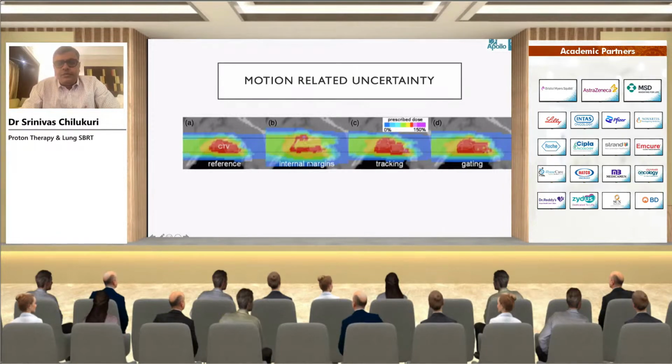And when we give internal margins, which is what we give for conventional SBRTs, we do a 4D-CT and generate an ITV, and based on the ITV it is usually very well established. But with protons, ITV as a solution does not cover the problem of motion, especially in pencil beam scanning proton beam therapy. Now we are able to use tracking, either surface tracking or tumor tracking, or gating, which is essentially volume repainting and rescanning techniques, enabled now to address motion in proton beam therapy.